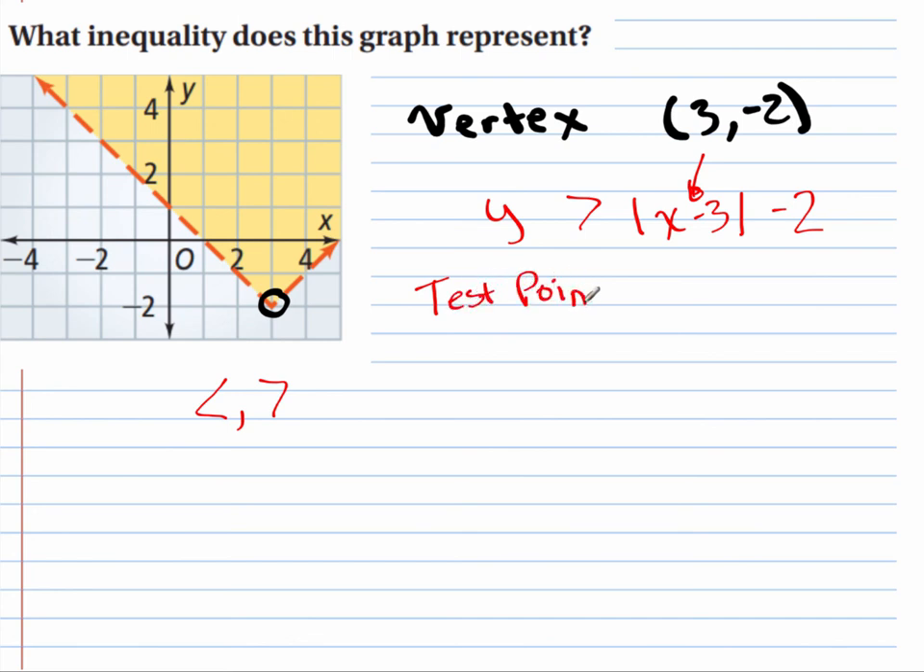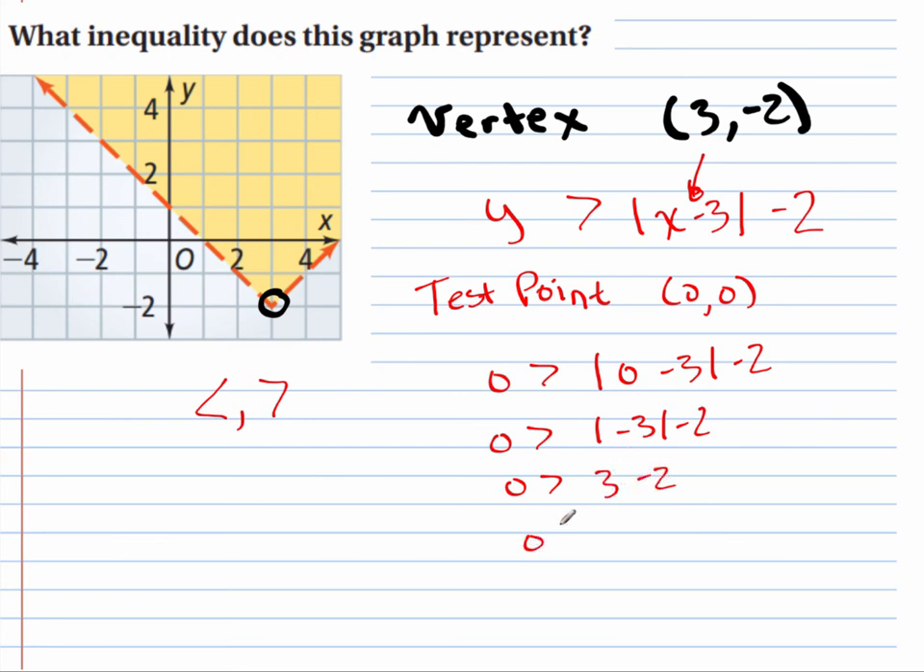Let's pick the origin again. Is 0 greater than the absolute value of 0 minus 3, minus 2? So is 0 greater than the absolute value of negative 3, minus 2? Is 0 greater than 3 minus 2? Is 0 greater than 1? No, it is not true. So I don't want the origin side.